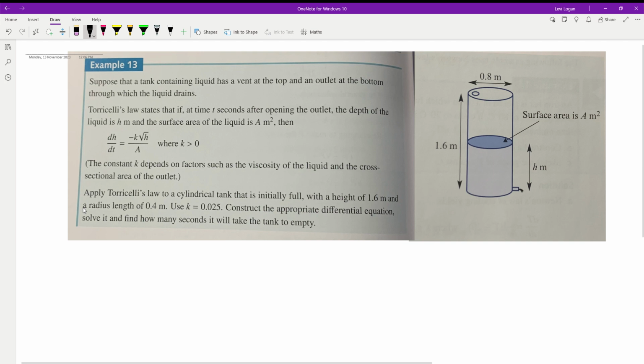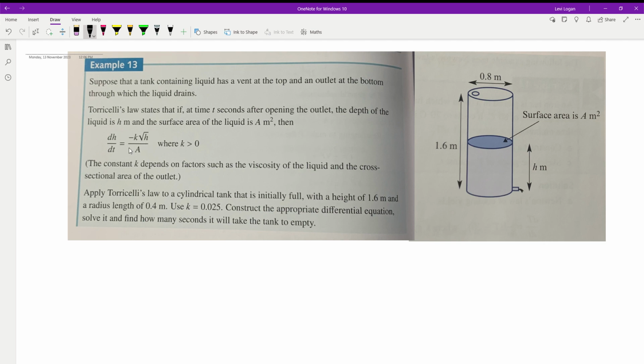Suppose the tank containing liquid has a vent at the top and an outlet at the bottom. So in this diagram, there's the vent and there's the outlet at the bottom, through which the liquid drains. Okay, so Torricelli's law states that t seconds after opening the outlet, the depth of the liquid and the surface area is then this following thing.